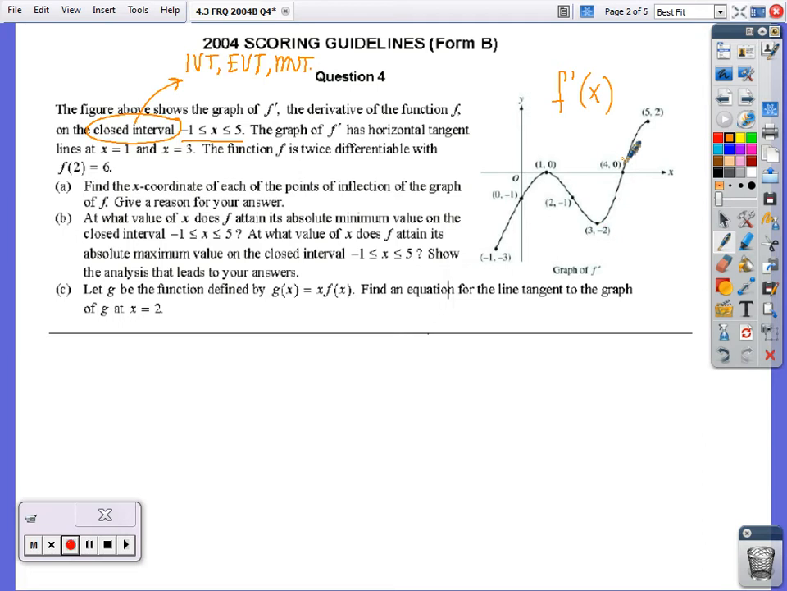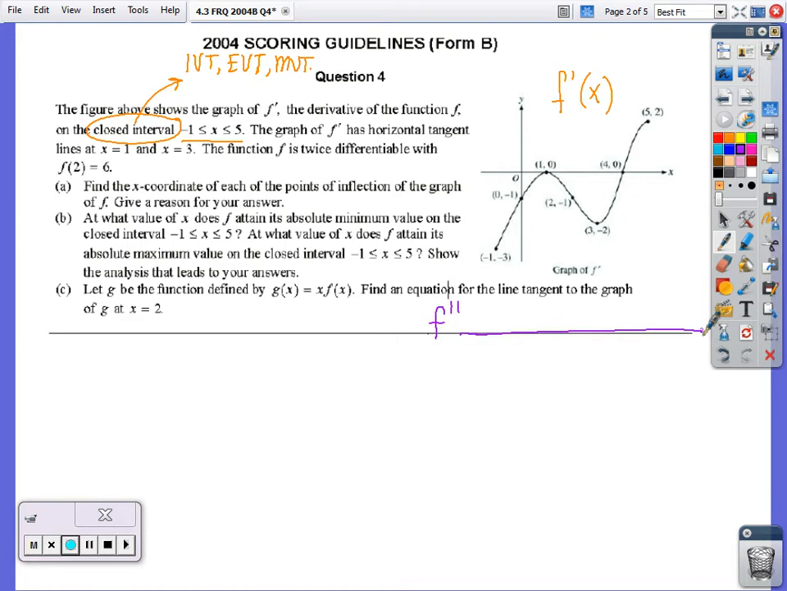The graph of f prime has a horizontal tangent at x equal to 1 and x equal to 3. The function is twice differentiable, f of 2 equals 6. Okay, so part A, find the x-coordinate of each point of inflection on the graph, give your reason. So point of inflection means I probably need a second derivative sign chart. So we'll use this line right here.